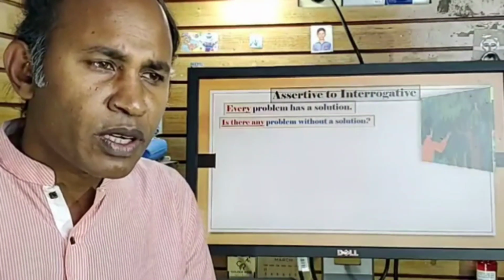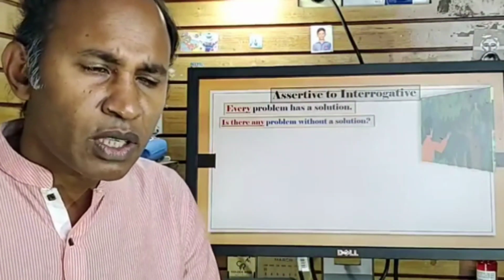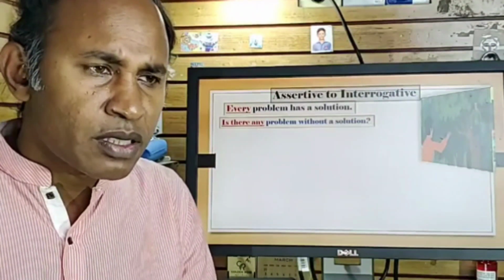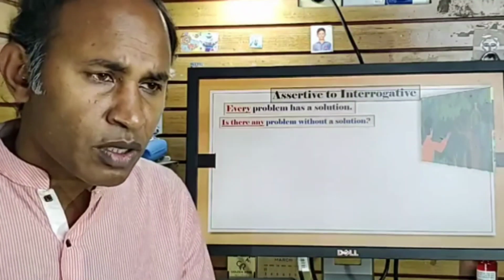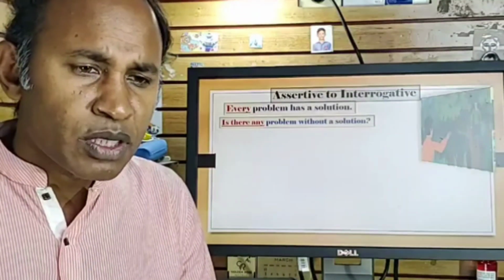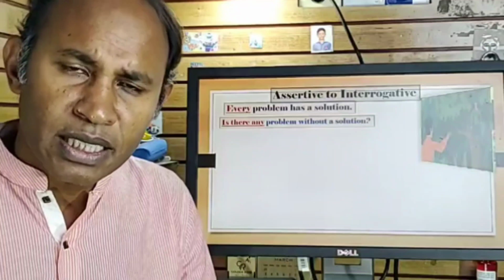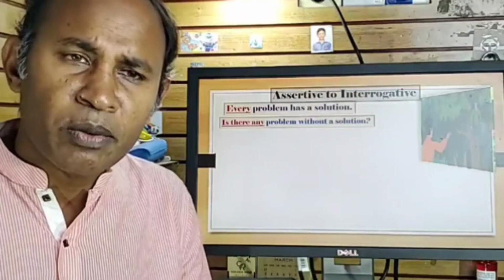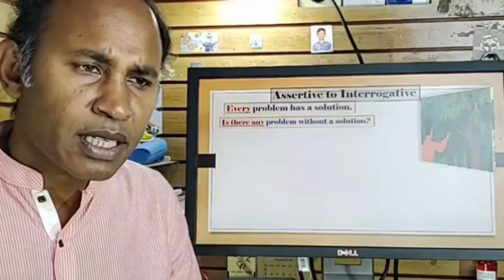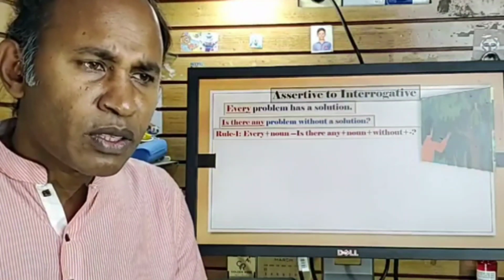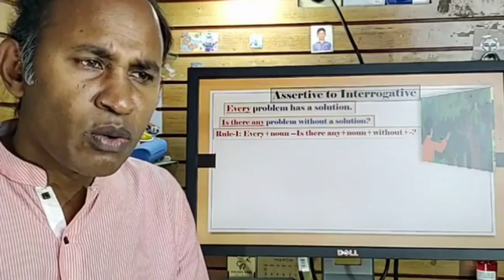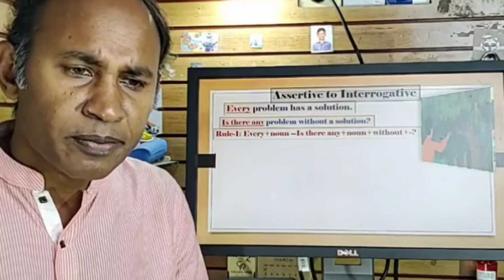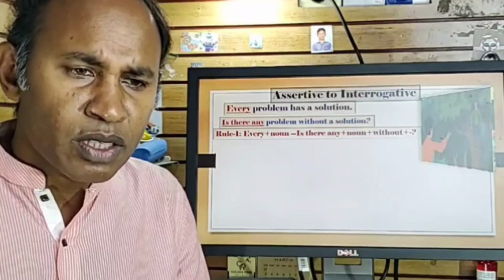So in this sentence, to make it assertive to interrogative, the first rule is: if there is every plus noun, then in that case we have to use "is there". Your answer is correct: is there anyone without a solution, is there any problem without a solution. Absolutely correct answer. You have to use the question mark at the end. In the interrogative sentence you have to be very careful and alert to use the question mark at the end and the auxiliary verb before the subject, so be careful about the structure. So rule one for you is: every plus noun, then is there any plus noun plus without. Okay, is there any problem. Your spelling mistake is: there, T-H-E-R-E, not T-H-I-R.